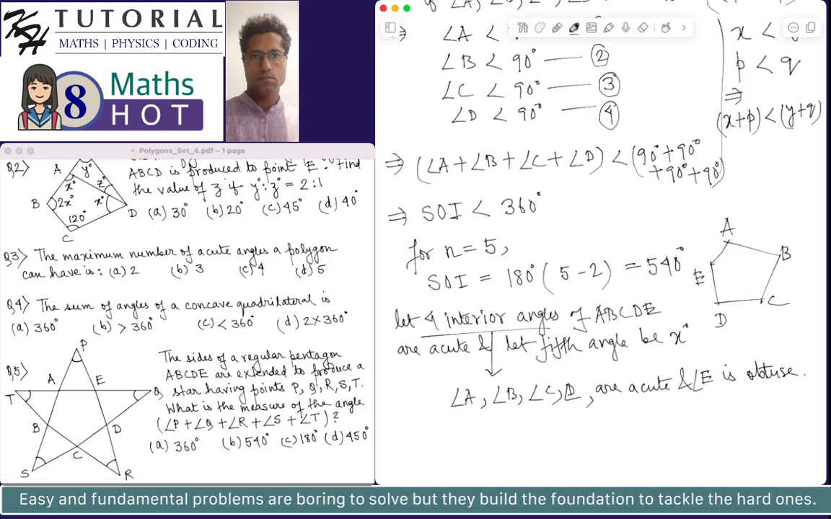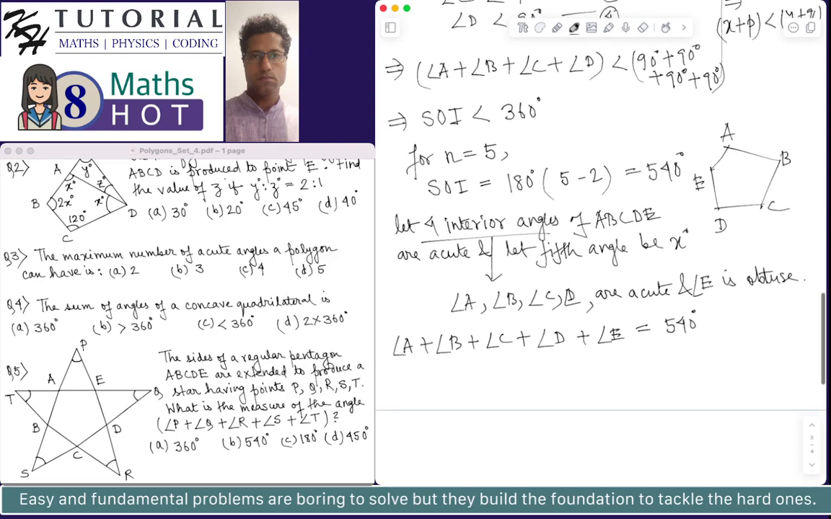Now we must have, since the sum of the interior angles will be angle A, angle B, angle C, angle D, plus angle E, equal to 540 degrees. We know that for our pentagon the sum of the interior angles is 540 degrees, using the formula 180 degrees multiplied by n minus 2, where n is 5.